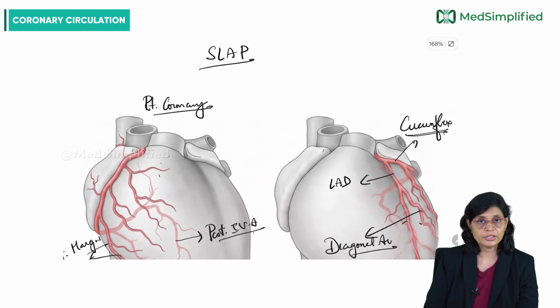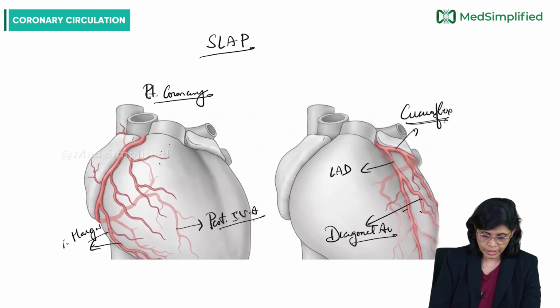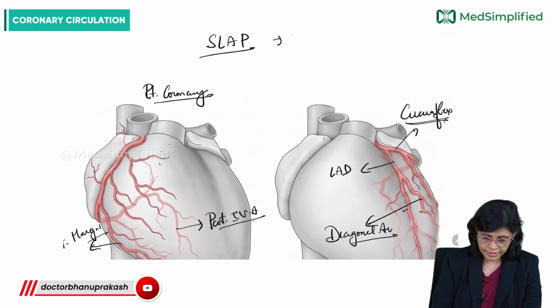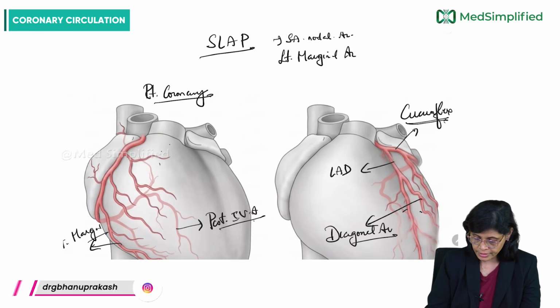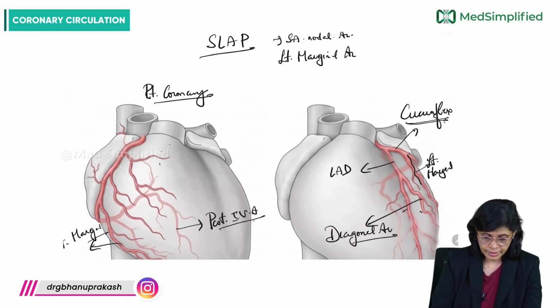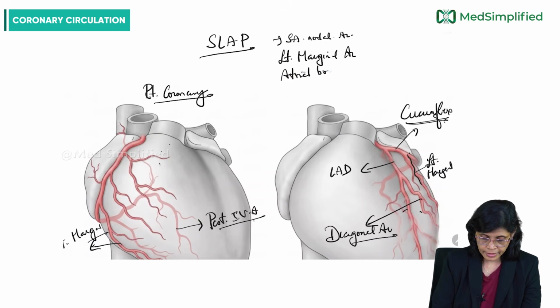Most of its branches are occasional branches, so it may give those branches. S is the SA nodal artery. In 35% of subjects, the SA nodal artery can come from the circumflex. L is for the left marginal artery, a branch from the circumflex, and you can see here this is the left marginal. Then we have the atrial branch of the circumflex artery.